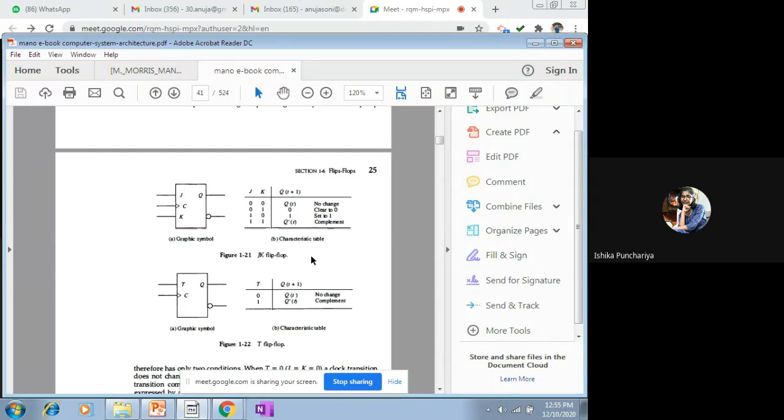मैम इसका मतलब कि उन्होंने जो अंदर लॉजिक सर्किट डायग्राम है उसमें कुछ चेंजेस किए होंगे ना?